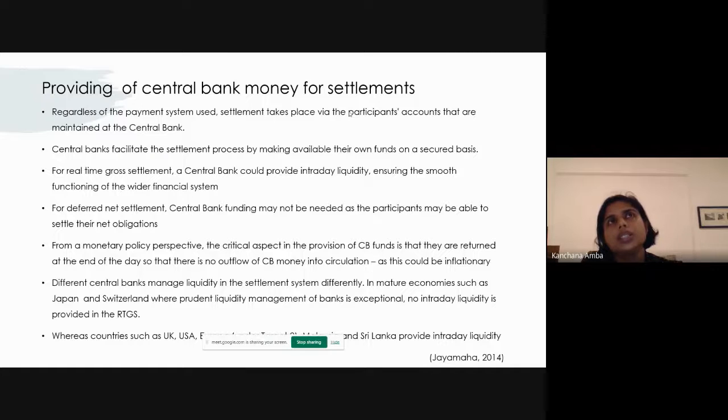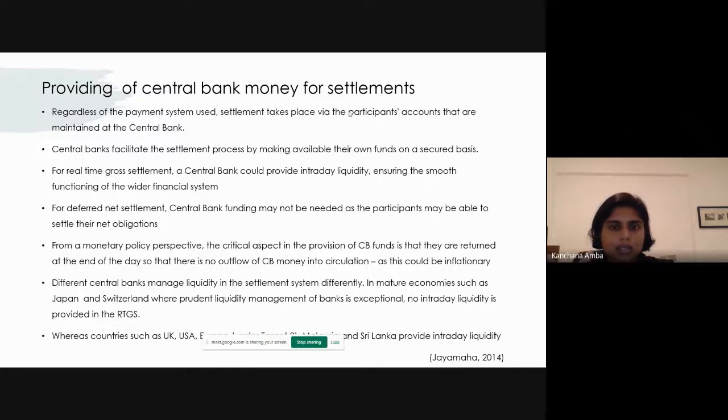Now RTGS settles in real time, right? So when the transaction happens, the money has to go between each bank. So sometimes the banks, because banks hold a limited amount of money, right? So sometimes the bank might not have that amount of money at that time of the day, right, to pay the other bank. But if you don't pay, a big amount is not going to the other bank. So that will cause a systemic issue.